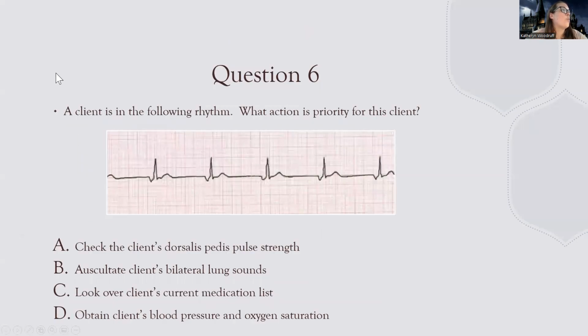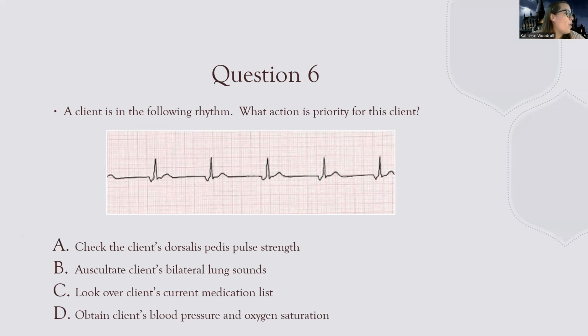All right, so a client is in the following rhythm. What action is priority for this client? First, let's interpret our rhythm, because it's asking what's priority. It doesn't tell me what the rhythm is. This is the not fun part about complexes. We just give you a patient, and you have to figure out who the patient is and then what you're going to do for them.